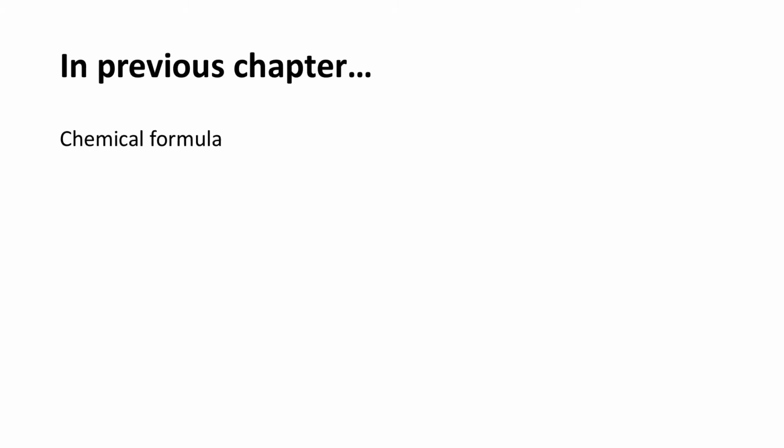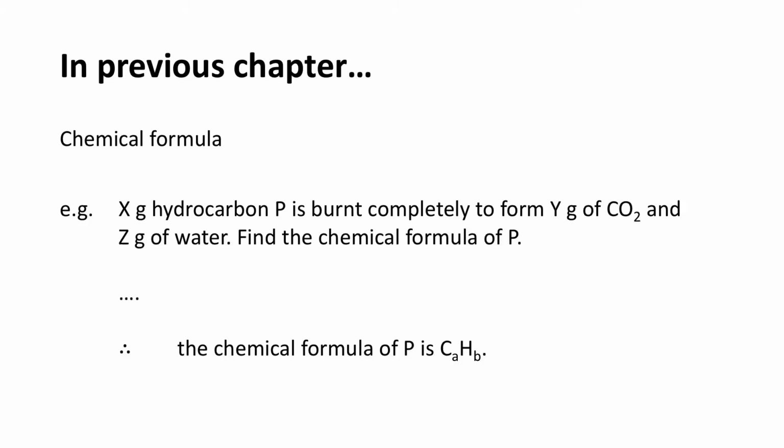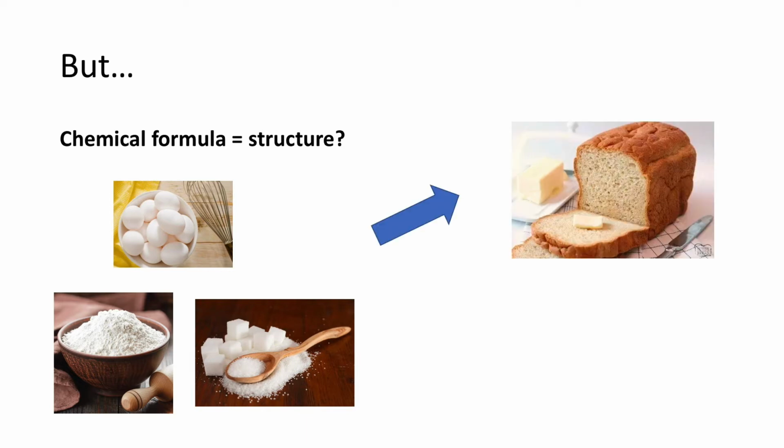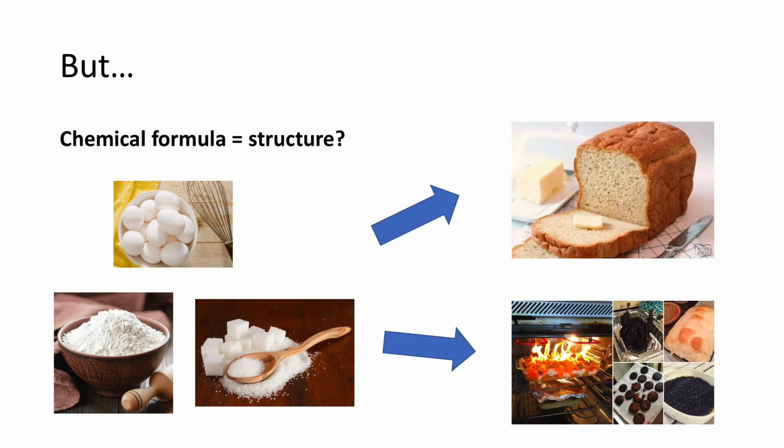In the previous section, we have learned how to find a chemical formula of a compound with questions like this. However, even if we understand the chemical formula, it doesn't mean we can understand the structure of the molecule. For example, we are given flour and egg and sugar. Does it mean we can make a bread for sure? Or we can make something more interesting?